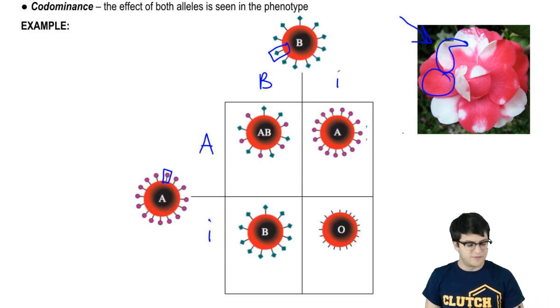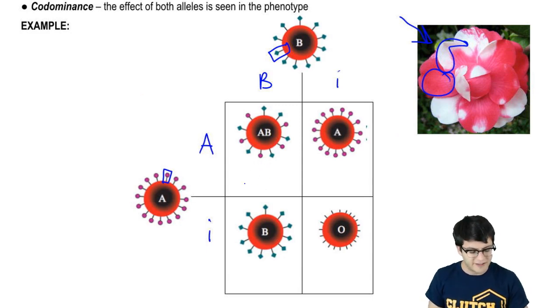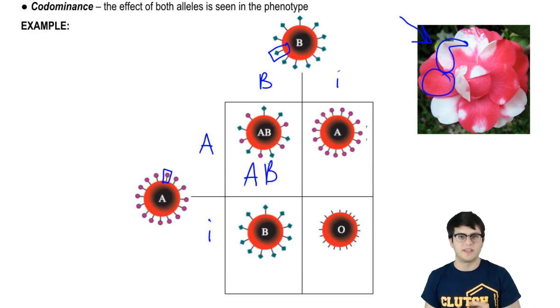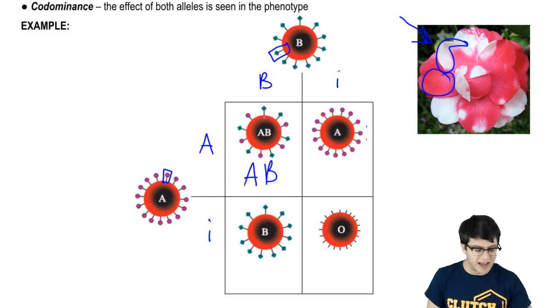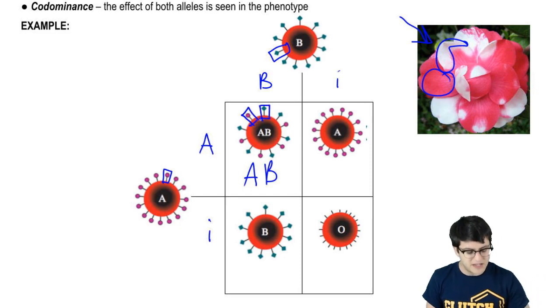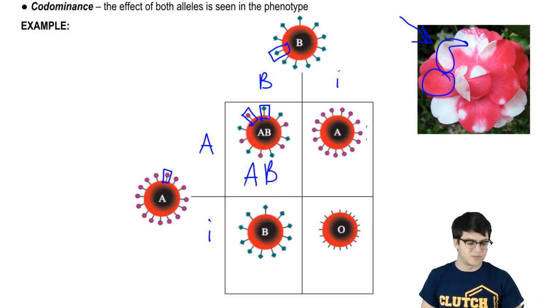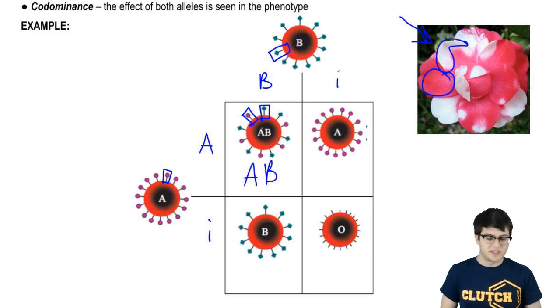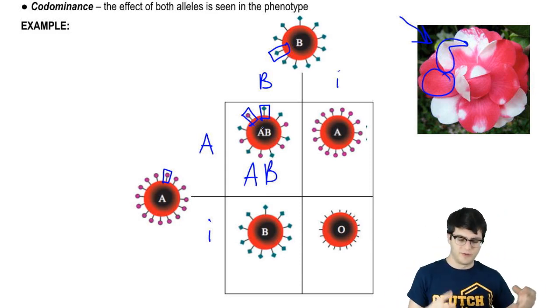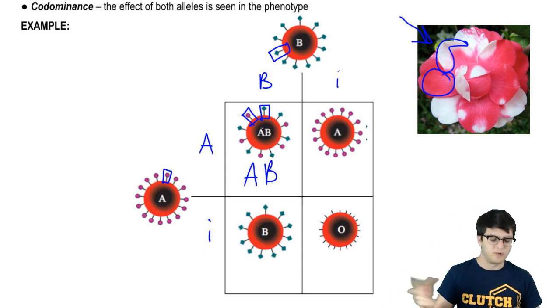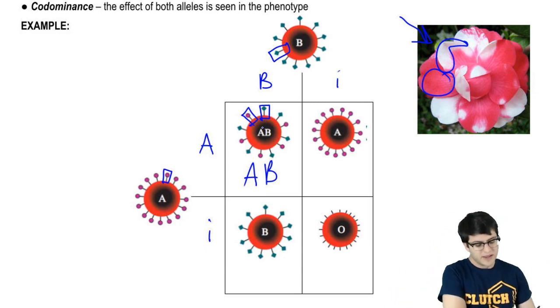And if we were to cross these two individuals, we'd see the outcome for the offspring. We could have offspring with type AB blood. That would be the example of codominance, right? We have both A and B carbohydrates on the surface of those blood cells, and we see the effect of both alleles. They are codominant. One does not mask the other.